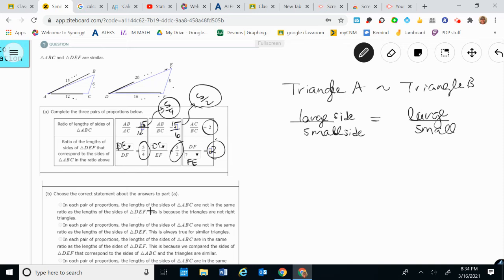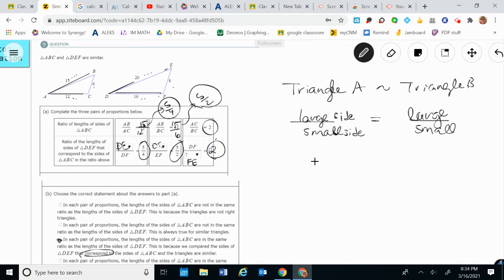In each pair of proportions, the lengths of the sides ABC are not in the same ratio. Okay, that's not true. No, that's not true either. In each pair of proportions, the lengths are in the same ratio, and this is because we compared the sides of DEF that correspond. You're going to be looking a lot for this word right here, correspond. Okay, we want to make sure we're always comparing corresponding.